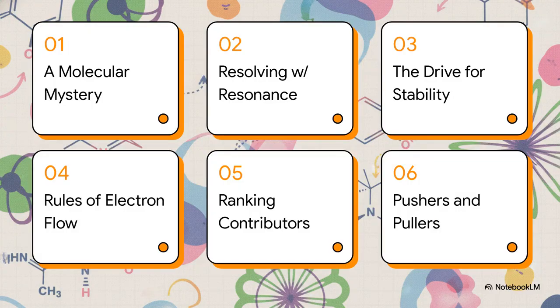All right, here's our game plan. We're going to start with a really cool molecular mystery that had chemists scratching their heads for a while. Then we'll see how resonance comes in and just solves it. After that, we'll dig into why this whole process creates so much stability, learn the rules of the road for drawing electron flow, figure out how to rank different structures, and finally, see it all in action with what we call electron pushers and pullers.